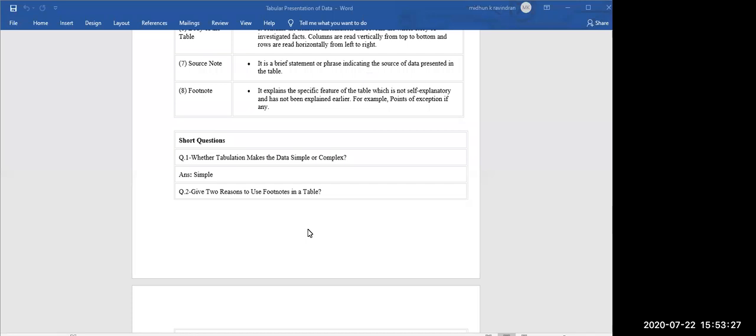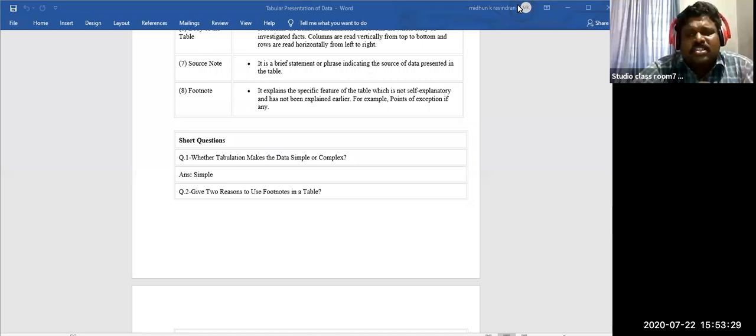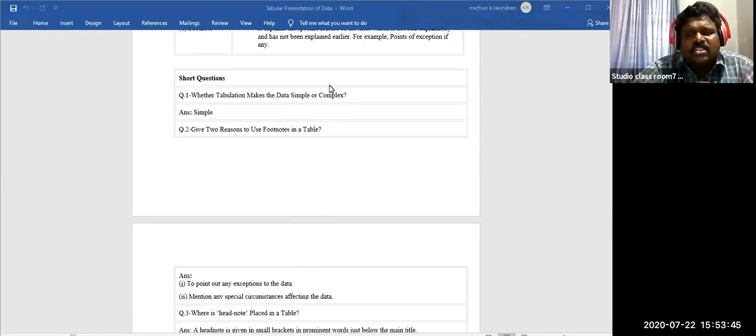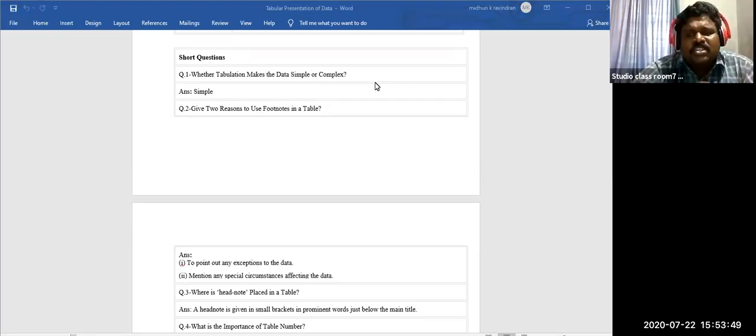Whether tabulation makes the data simple or complex. The question is whether tabulation makes the data simple or complex. We always know that we use tabular presentation to simplify the data. So the answer is simple. That is the objective of the tabular representation of data. We always use a table to simplify the data.